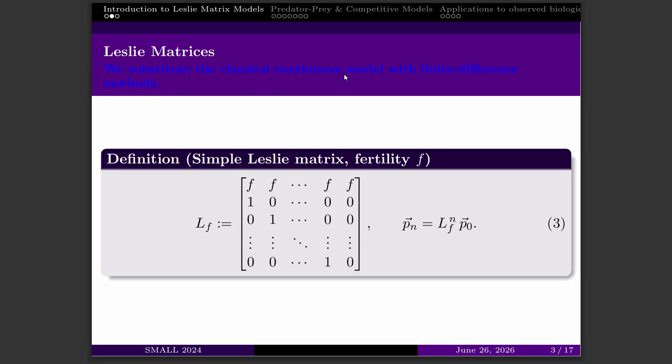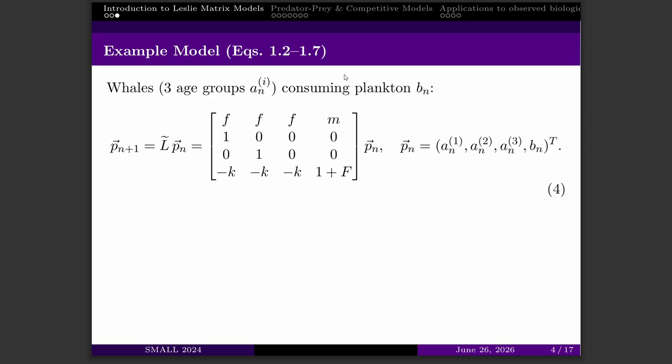Equation 3 describes a single species model where there are n different age groups. After each discrete time step, the age group ages by 1 unit, and also reproduces itself by a fertility rate small f, which is greater than zero.